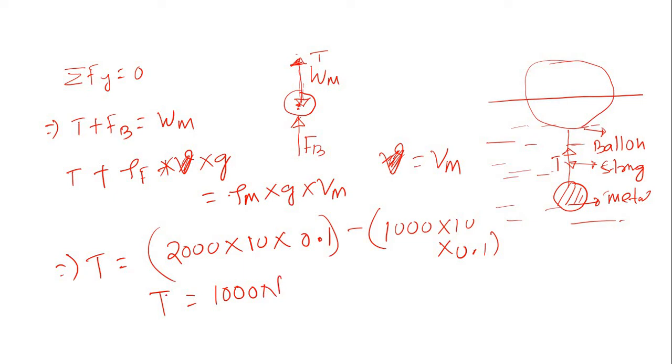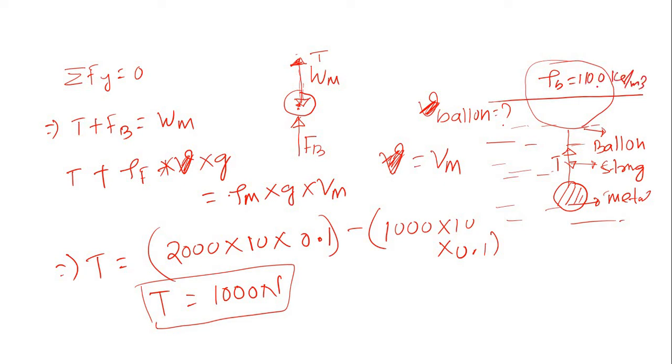If you do this, the tension force in the string comes out to be 1000 Newton. I am giving you one assignment: find out what the submerged volume of this balloon should be, if the density of the balloon is given as 100 kg per meter cube and the volume of the balloon is given as 1 meter cube. Find out how much has been submerged.